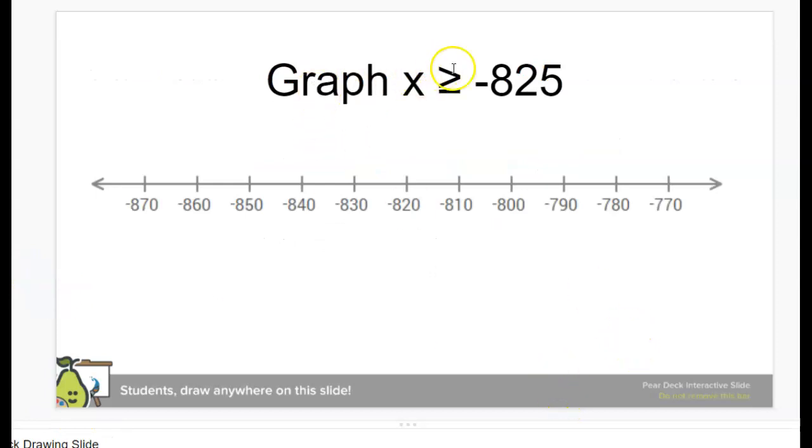Then we have X is greater than or equal to -825. So I'm going to go to -800, -810, -820. And then I need 25, which would be right here in the middle of -830, -820. It can equal -825. So I'm going to do a closed dot. And then it's telling me it's greater than, so I'm going to shade to the right. I'm going to shade to the right because it's greater than or equal to, so it's going to be closed dot.